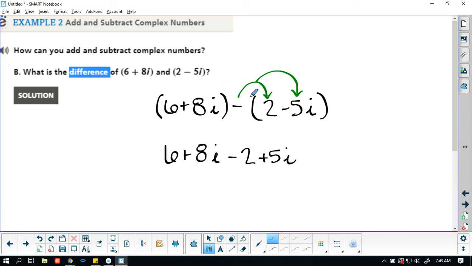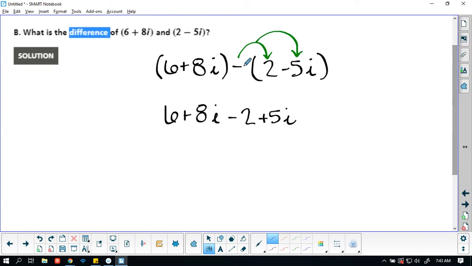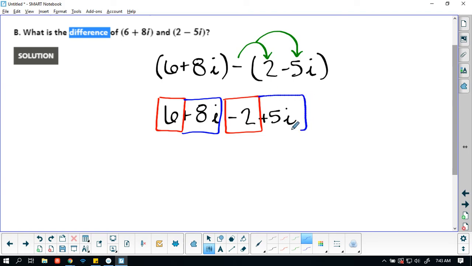And we've done all the operations to combine as much as we can on the second grouping. Now I'm going to combine like terms. I'm going to combine my real, and then I'm going to combine my imaginary. And we get 4 plus 13i.